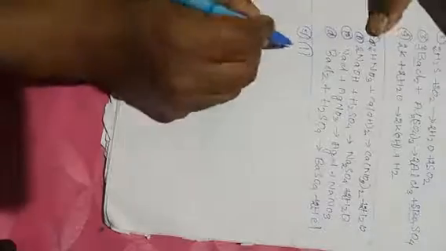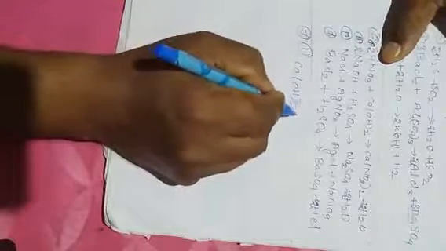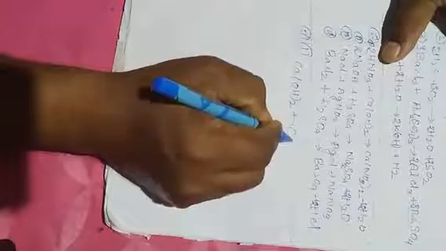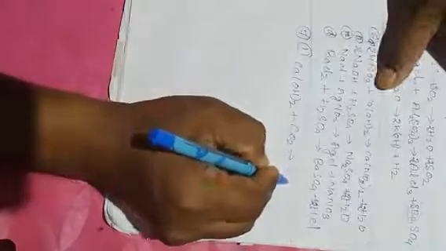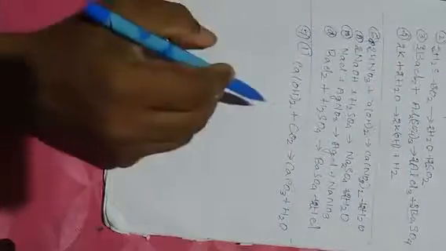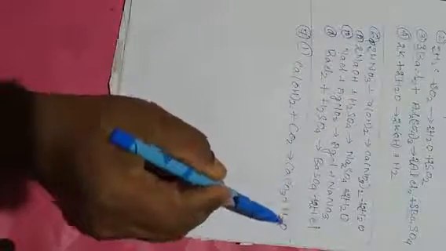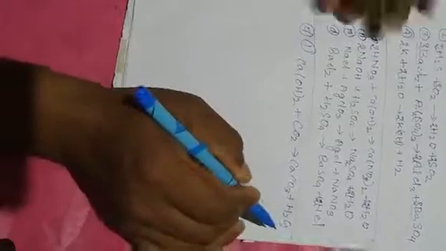Number 5, calcium hydroxide, Ca(OH)2 plus CO2, carbon dioxide, give CaCO3 plus H2O. What is the maximum number? Oxygen here 2 plus 2, 4. Here oxygen 3 plus 2, 5. Maximum number, so it is an odd number. So convert it into even.